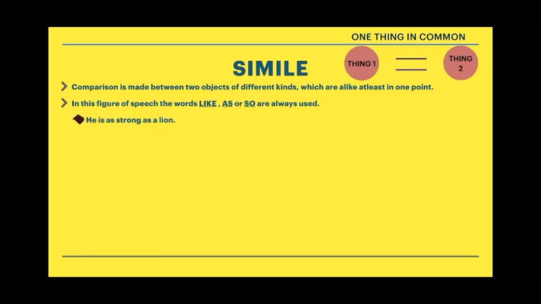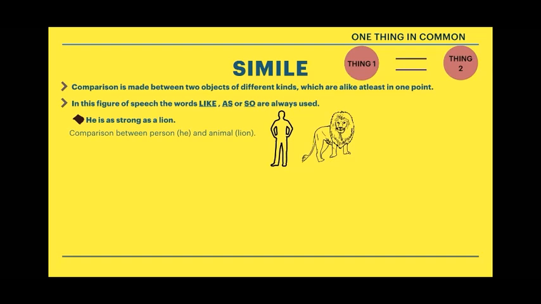He is as strong as a lion. Now in this sentence, we are using the word as to make comparison between a man and an animal. So in this sentence, there is comparison between person he and animal lion. The word as is used to make this comparison. And what is the one thing in common between them? What is the common quality? Strong.